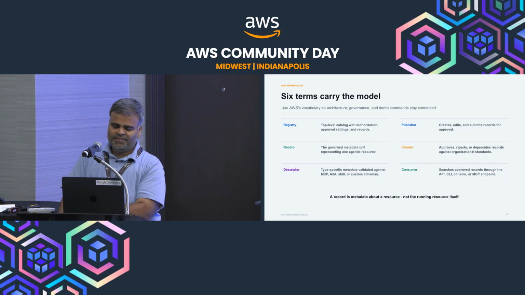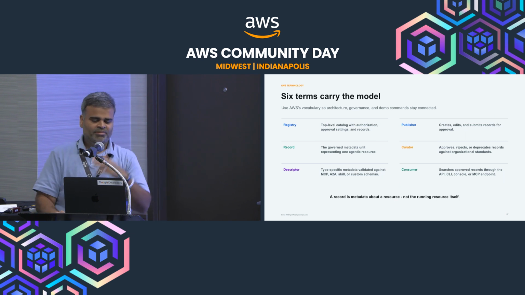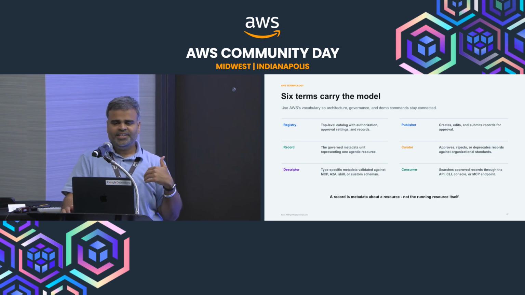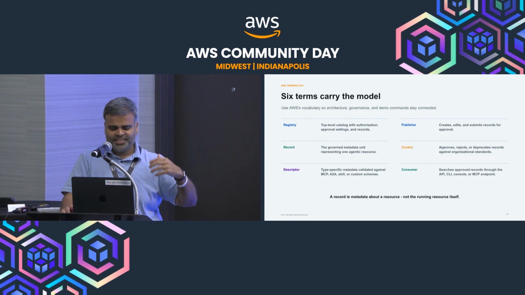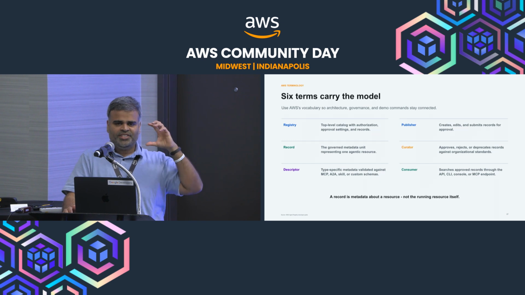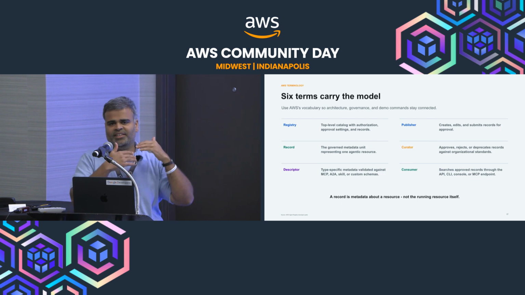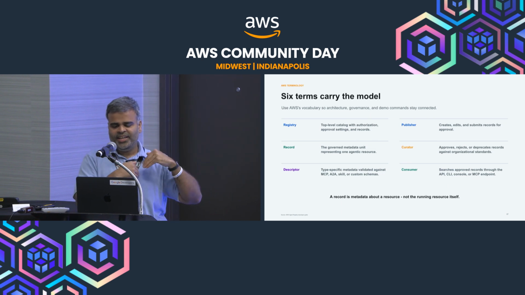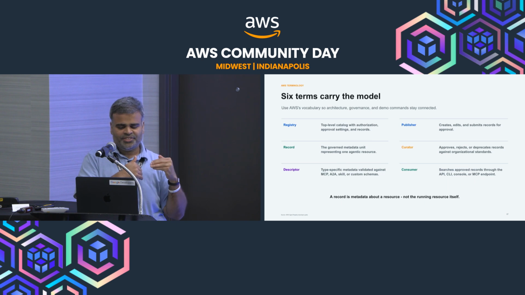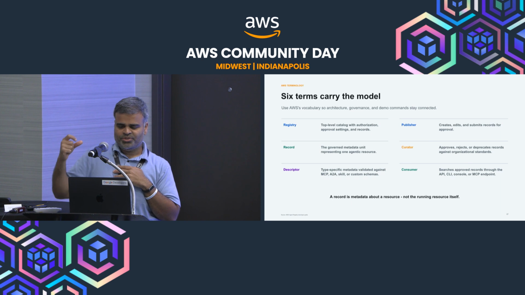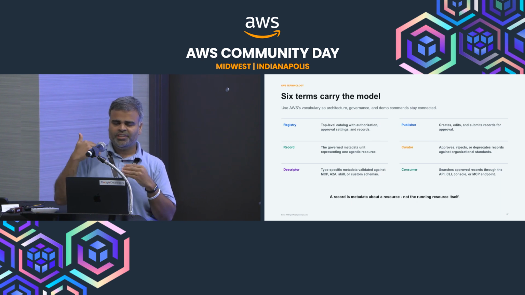In terms of nomenclature, we talked of the registry; the record is the metadata. I'm describing what my agent or tool is. It's just the metadata of it. Each type of record has some additional information. MCP has a structure, an A2A agent has a specific structure, and a skill has a specific structure. And then on the right, you're seeing the persona. I could be either a publisher, curator, or consumer.